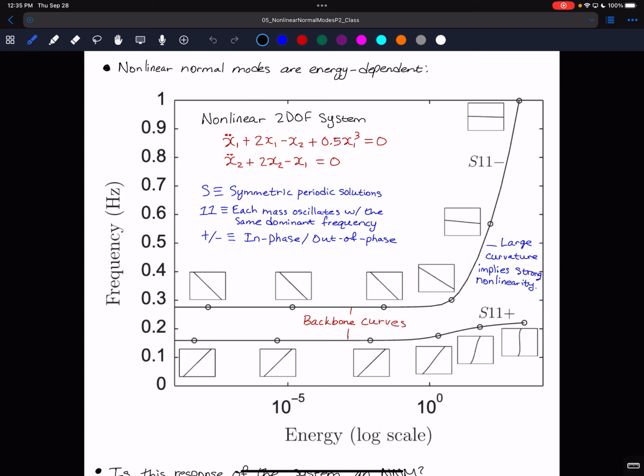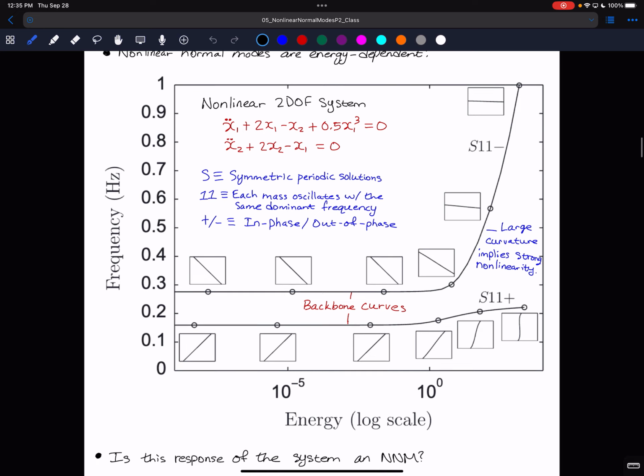And if you read other papers by other people, they may change the definition of these and what they label these as. I like to just say NNM1 or NNM2 because it goes back to the idea of there being 2 degrees of freedom and associated to that. However, as you've seen last week and in your homework, there can be more nonlinear normal modes than there are degrees of freedom, and so that does complicate things at times. Okay.